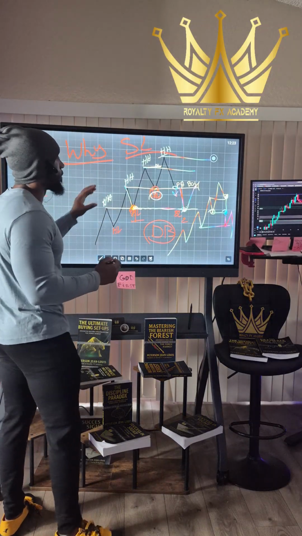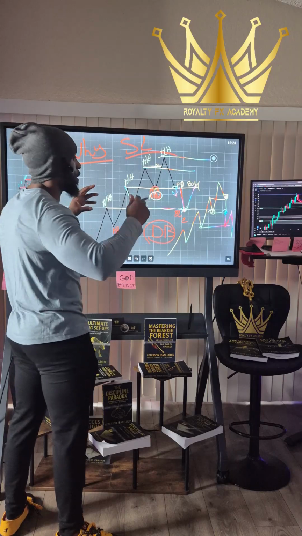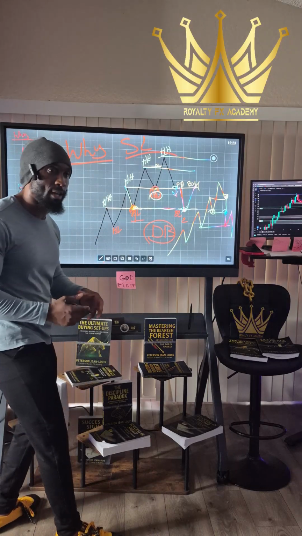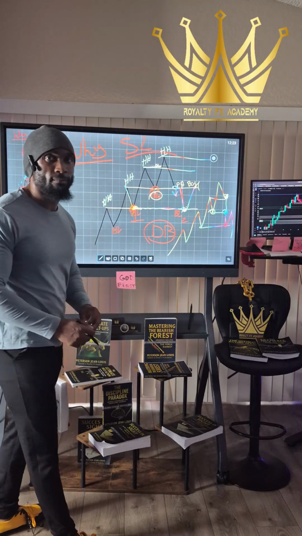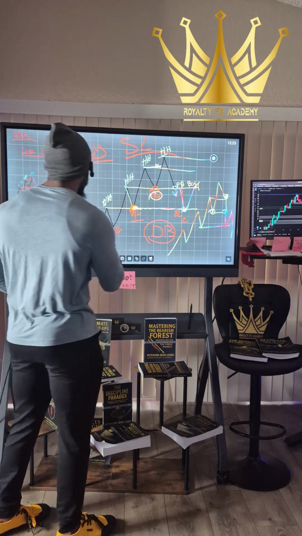But okay, so the why is simply if and when market goes back and hits your stop loss, it would be a trend reversal. Okay. All right.